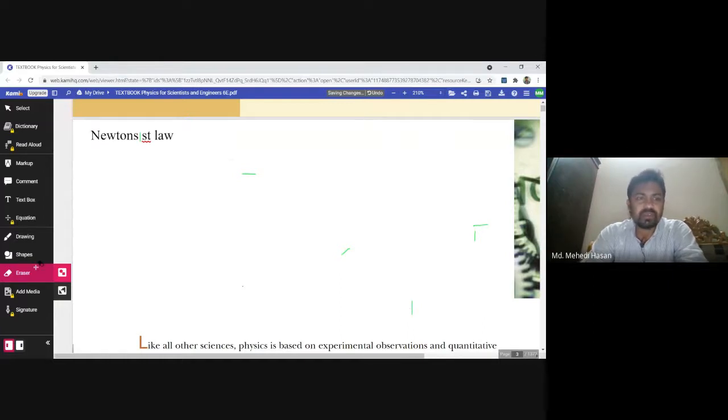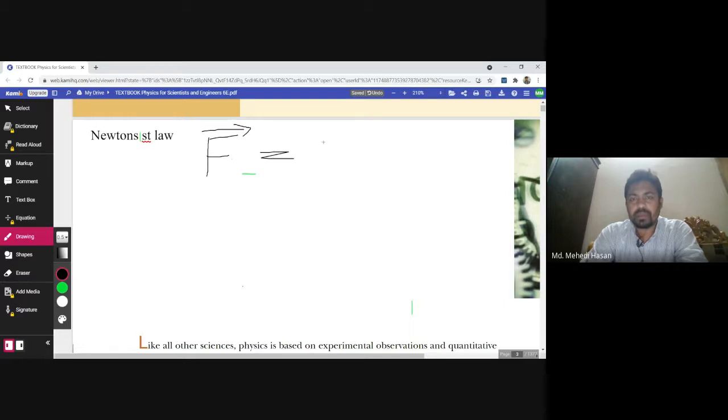So for example, if we consider Newton's second law, it's a simple one. Newton's second law is F equal to ma. So F vector is equal to m a. This is the vector form, F equal to ma.